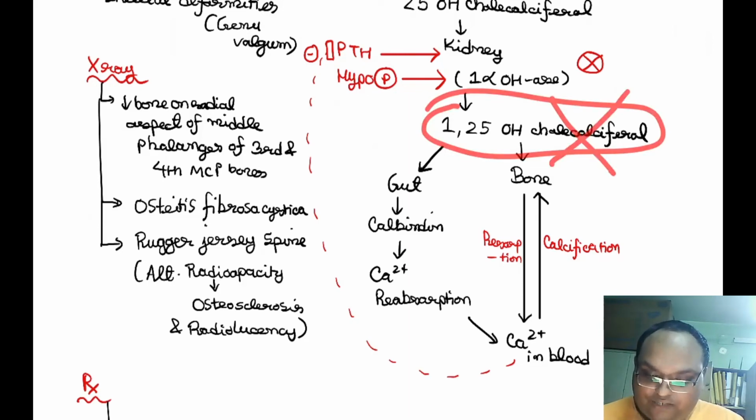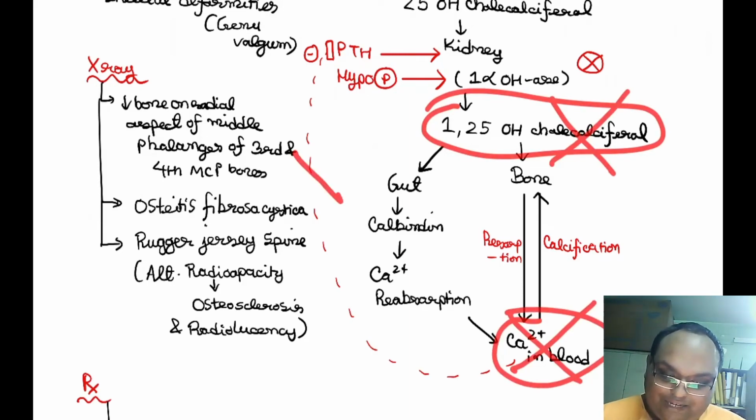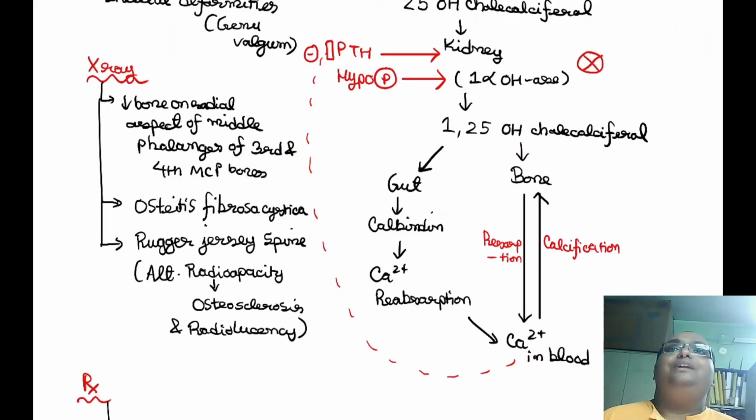If this is cut off, obviously calcium in the blood will also be cut off, and this negative axis will also be cut off. That is the end. That is how the entire circle maintains itself. Good. Now what will happen?